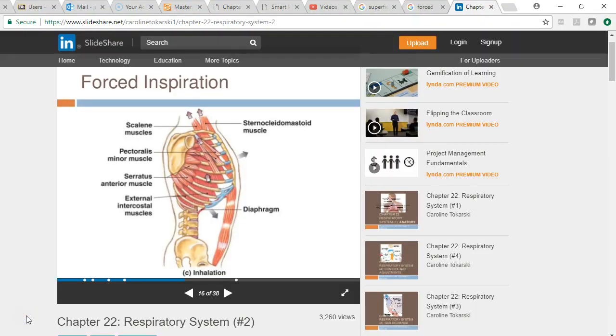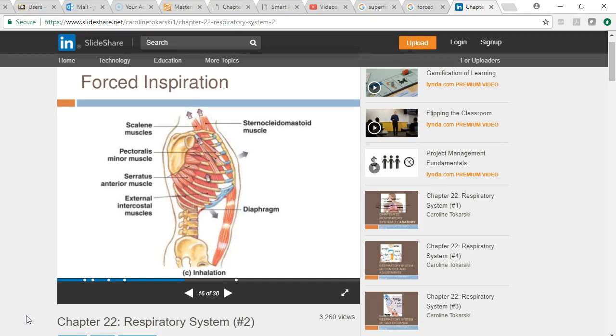Although the video didn't actually show us forced inspiration and expiration, I was lucky enough to find some slides online. So forced inspiration, like taking a deep breath to blow out some birthday candles, or to yell to give your team inspiration, involves more muscles and hence more effort to increase the volume of the thoracic cavity more so.